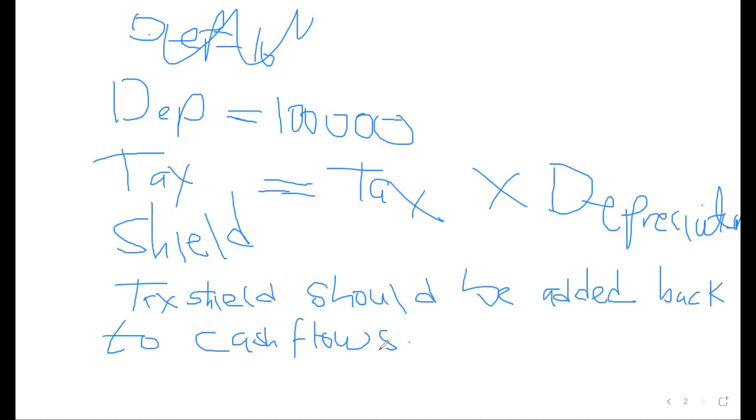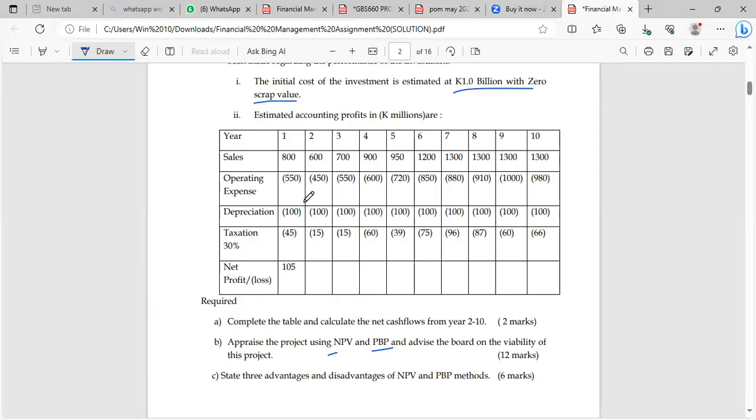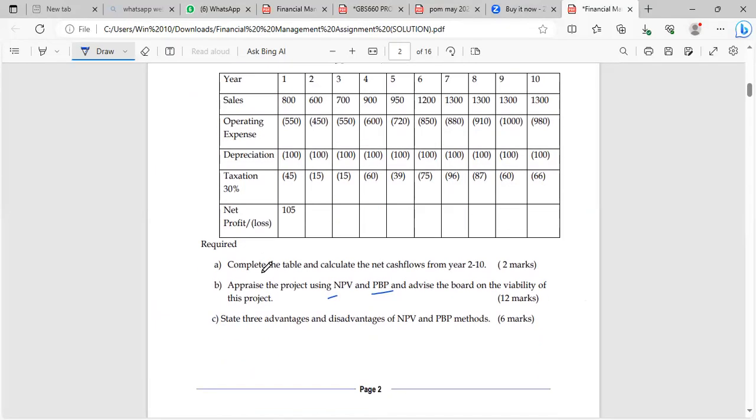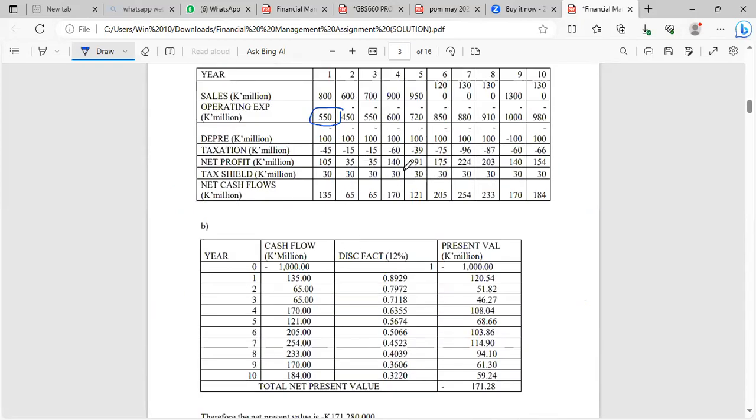All right, so this is just what goes on as we are getting down to this problem. As we get down to this, we need to add the tax shield. So when we add these two, we are getting the tax shield. So it's a net profit. You add back the tax shield. We are getting these cash flows.